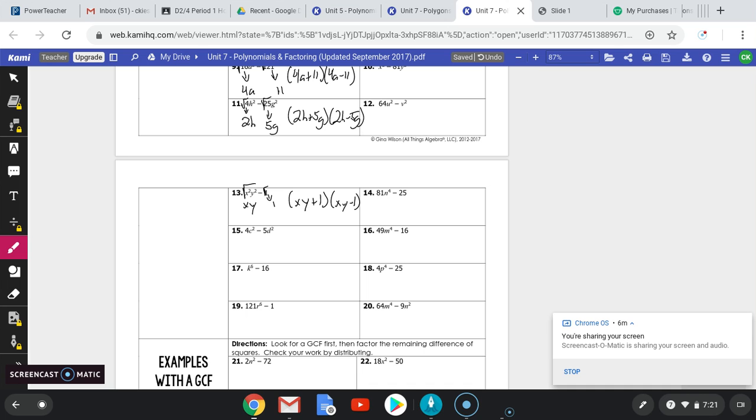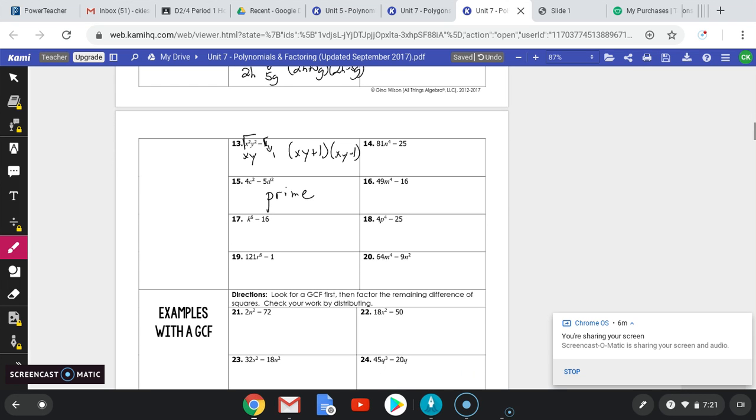Let's skip number 15 because it's... Oh, actually, let's just do 15. Okay. I have a minus sign here, and 4c squared is a perfect square, but 5d squared? D squared is a perfect square, but 5 is not. So this is also prime.